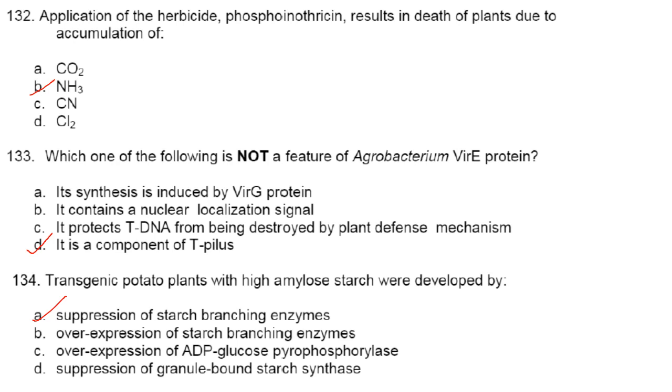Then application of herbicide phosphonothricine results in the death of the plants due to accumulation of. So herbicide phosphonothricine inhibits glutamine synthetase, a key enzyme in nitrogen assimilation, and thus causing ammonia accumulation, glutamine depletion, and eventually plant death. So there is accumulation of ammonia. Answer is option B. The next one.